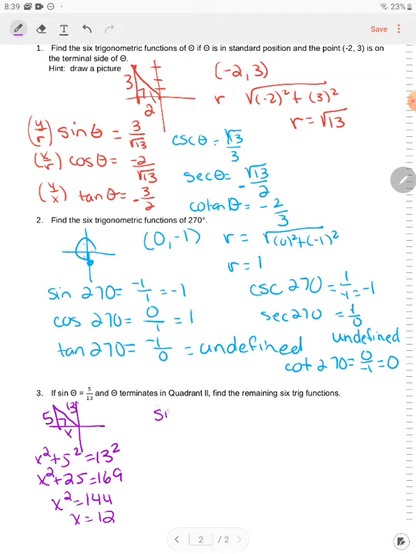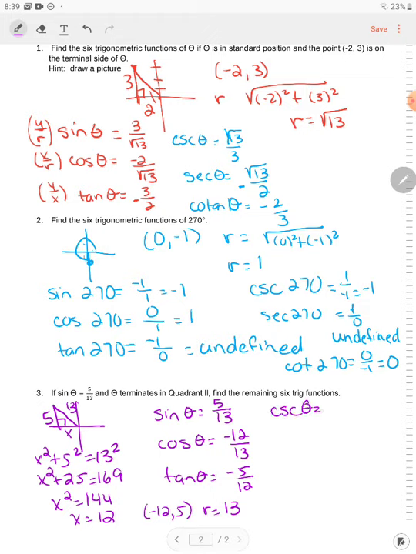So again, sine of theta is equal to y over r, so that's going to be 5 over 13. Now notice you're in quadrant 2, so really the point should be -12, 5, and r equals 13. Cosine of theta is equal to -12 over 13. And tangent of theta is equal to -5 over 12. Cosecant of theta is equal to 13 over 5. Secant of theta is equal to -13 over 12. And cotangent of theta is equal to -12 over 5.